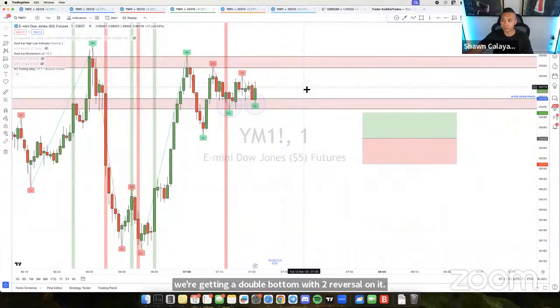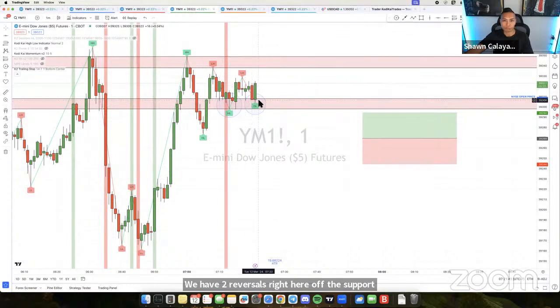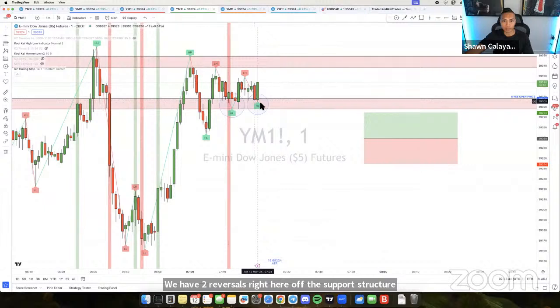Exactly, yeah. Nick said BB through a double confluence. Okay, so I'm cool with this. We have two reversals right here off the support structure. Double body, and then we'll see if it pushes up from here. See if we get that buy signal.